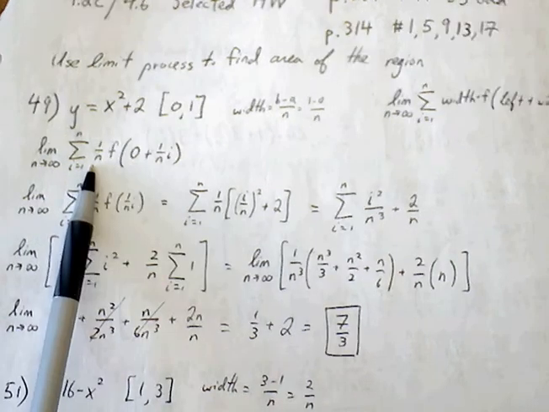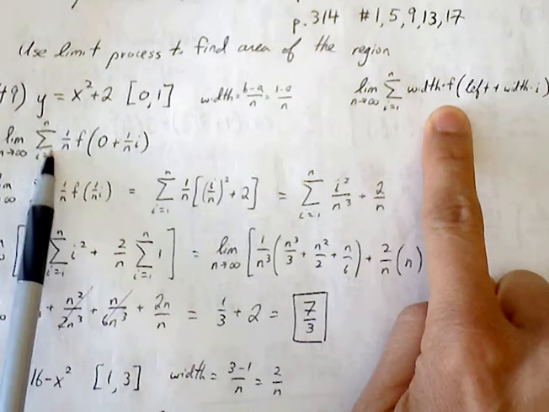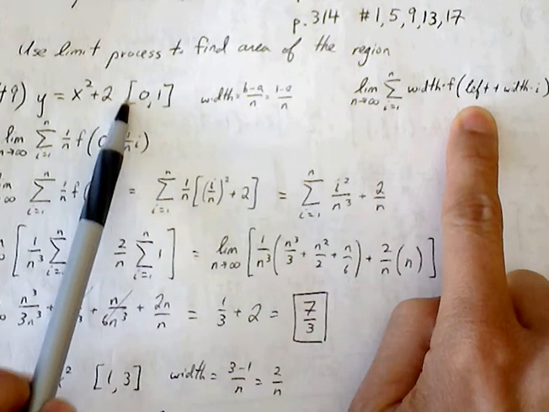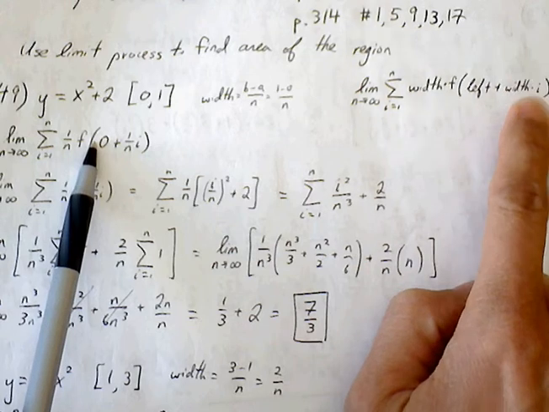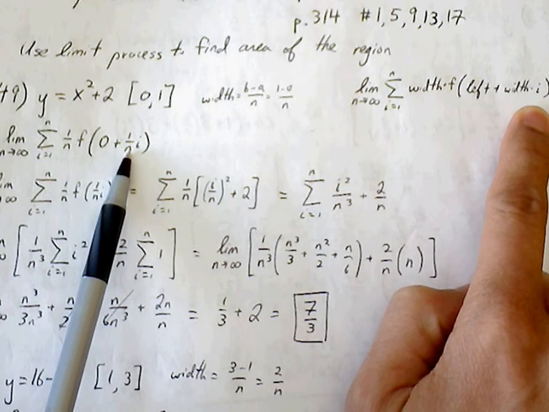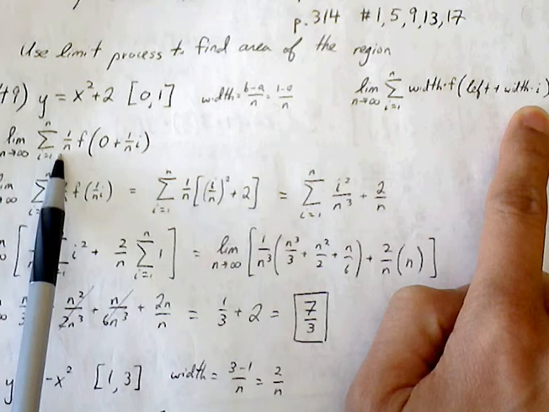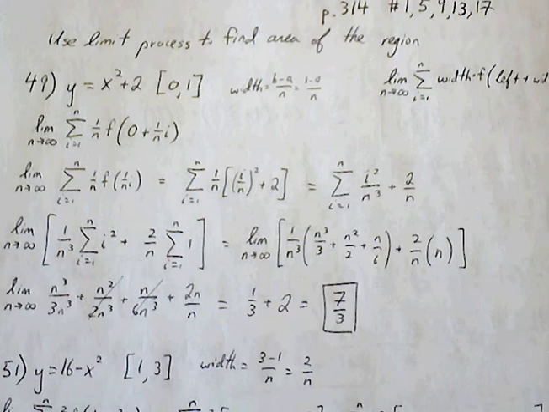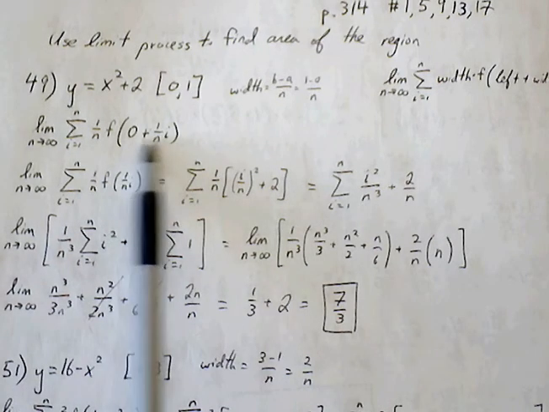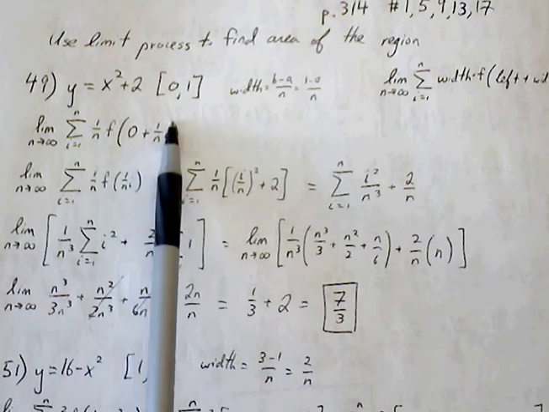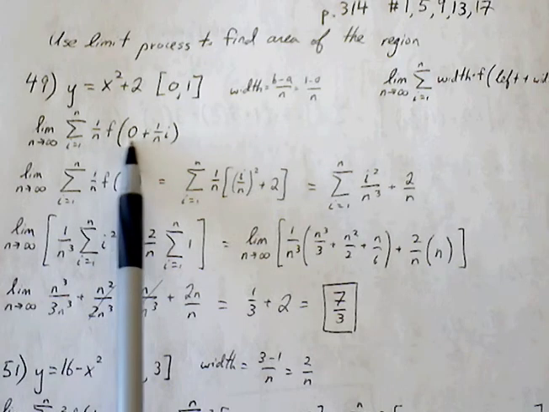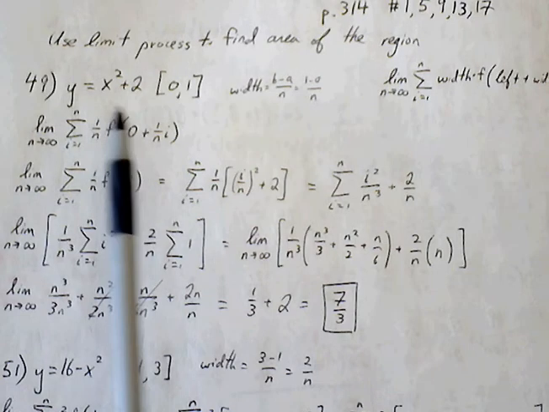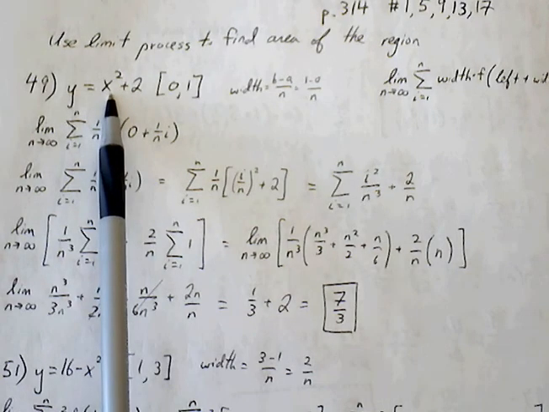So to plug into the formula, we have width, which is 1 over n, times f of my left endpoint, which is 0, plus width, which we found to be 1 over n, times i. Now the next step: we want to get this out of function notation. So we're going to plug all this into the x of our function.